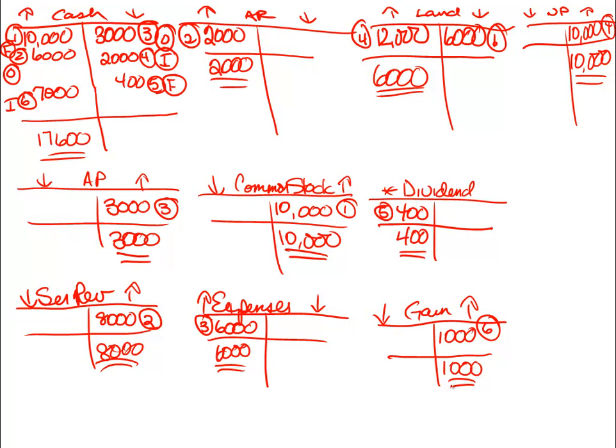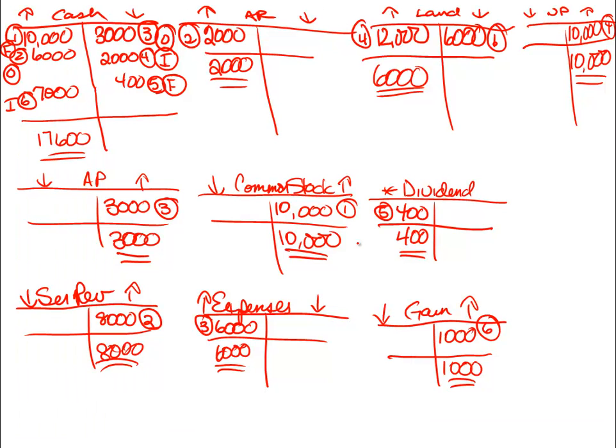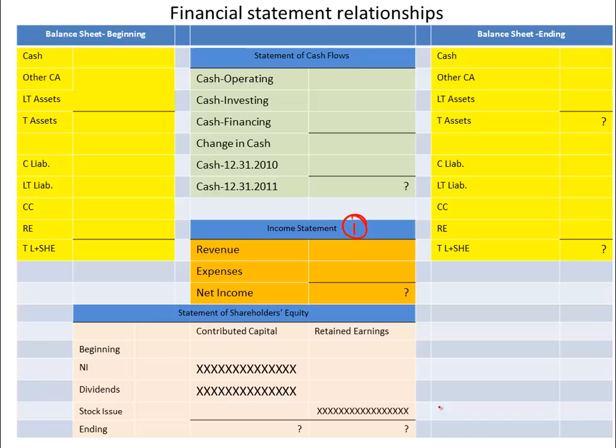So do you remember which financial statement we do first? You're right, it's the income statement. So we're going to do the income statement first, and we have revenue of $8,000 and $1,000. So our revenue comes to a total of $9,000. Our expenses were $6,000, so our net income is $3,000. The reason we do the income statement first is I need this number to find ending retained earnings.